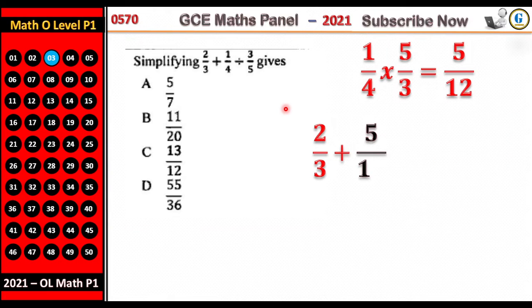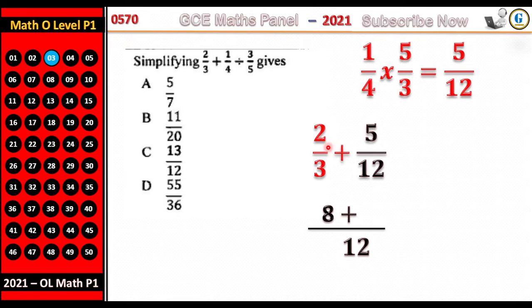And the LCM of this is 12, right? Since the LCM is 12, now we are going to say 12 divided by 3. That gives us 4 times 2, 8. 8 plus 12 divided by 12, 1 times 5, 5. So this is going to give us 11 on 12. Our key here is B.